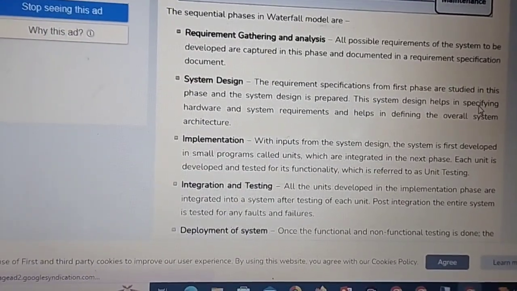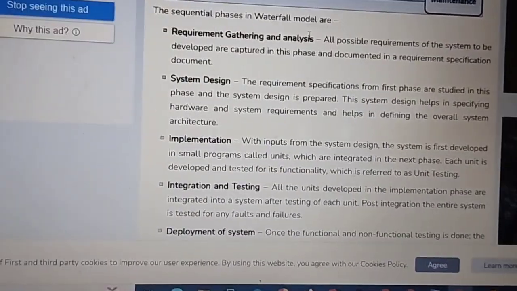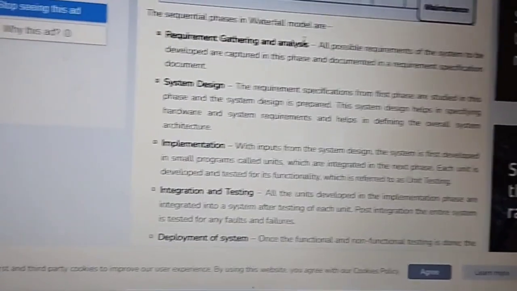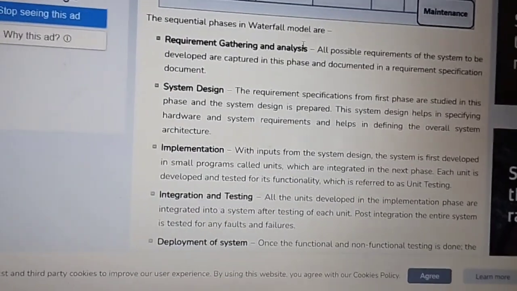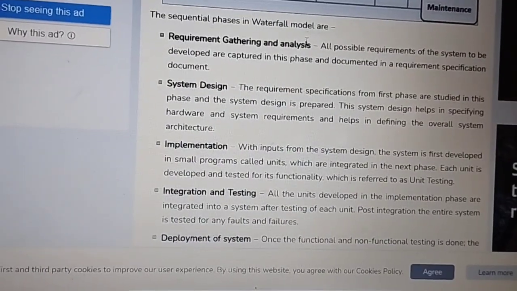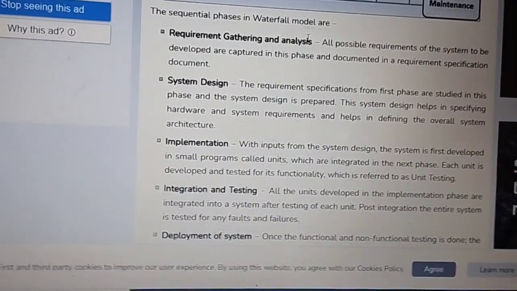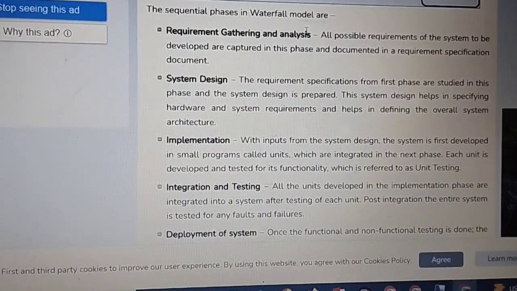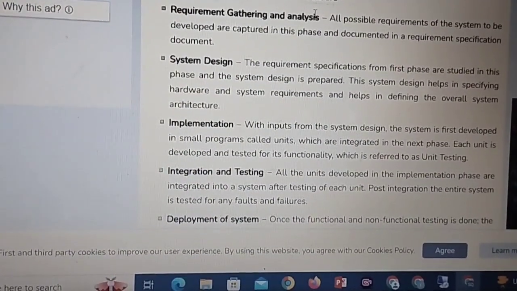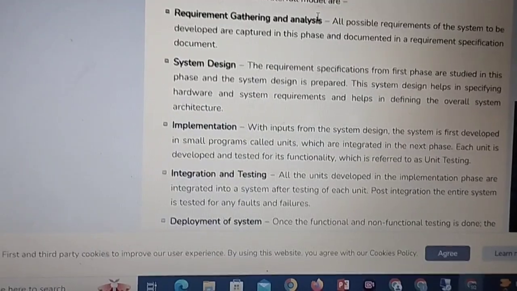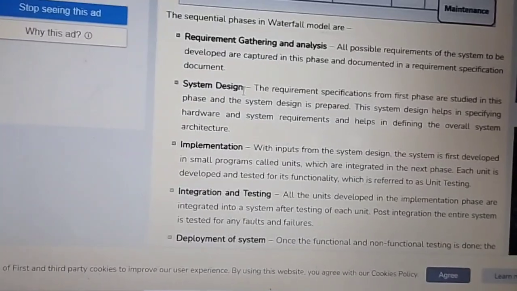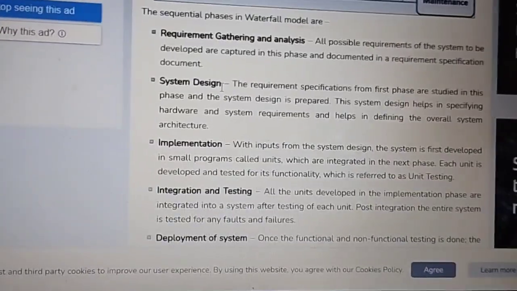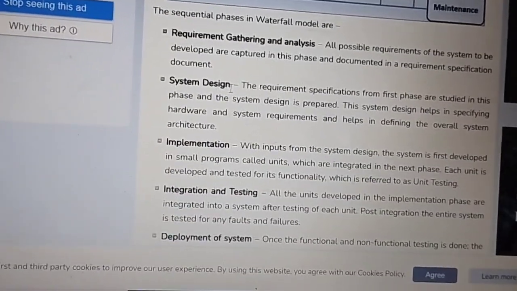The third one is implementation, with input from the system design. The system is first developed in small programs called units, which are integrated in the next phase. Each unit is developed and tested for its functionality, which is referred to as unit testing. The fourth one is integration and testing. All the units developed in the implementation phase are integrated into a system. Post integration, the system is tested for any faults and failures.